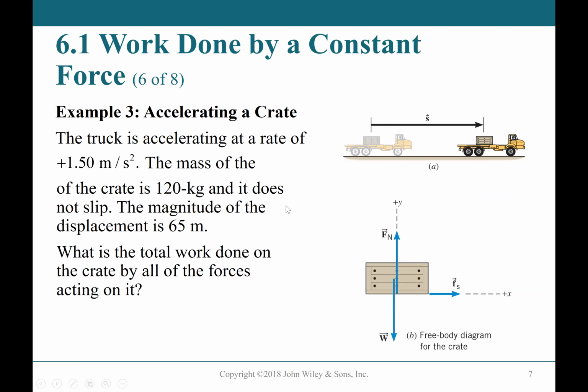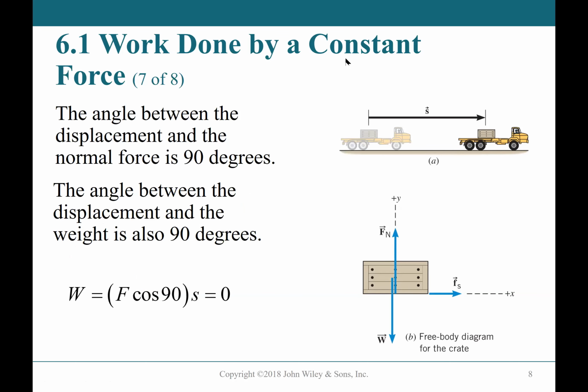In this picture, we have the frictional force, and it's static because it says that the crate does not slip. And of course, we have the normal force and we have the weight. So let's solve for the work. The angle between the displacement and the normal force is 90 degrees. So this force and the displacement, which is along the x-axis, is 90 degrees. And we already know the cosine of 90 is 0. So no work done by the normal force.